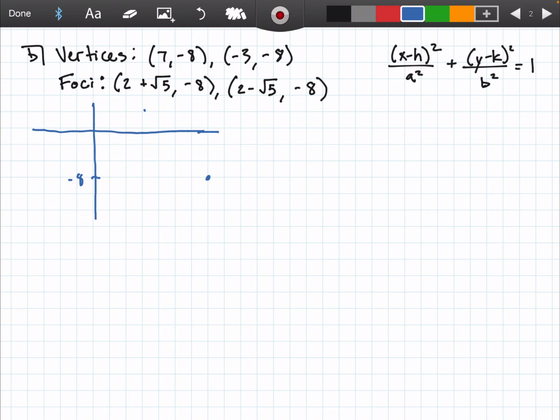So 7, and then -3. And now I can go halfway between the two, which the full length is 10, so that means I'm going to go 5 in. I'm going to mark that in red.